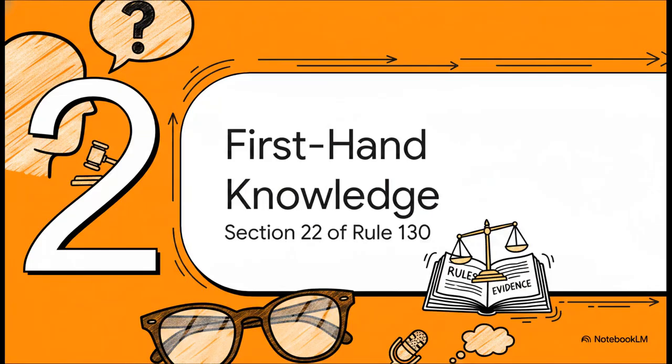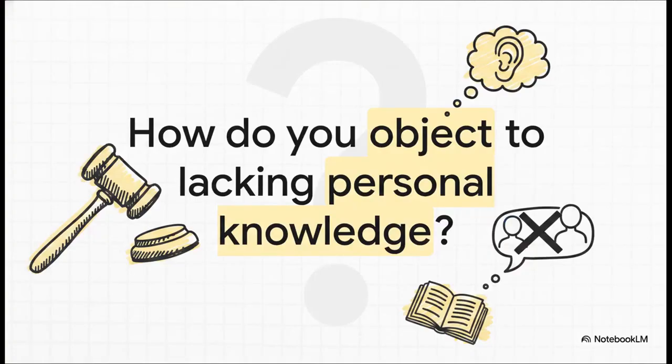Moving on to Section 2, the first-hand knowledge rule. Let's put you in the shoes of an examiner for a second. When a witness is up on the stand talking about something they didn't personally perceive, you need the absolute precise legal terminology to strike it down. If a witness says something they only heard from someone else, your gut instinct might be to jump up and shout, "Hearsay." But based on the current rules, is that actually the most accurate foundational objection?